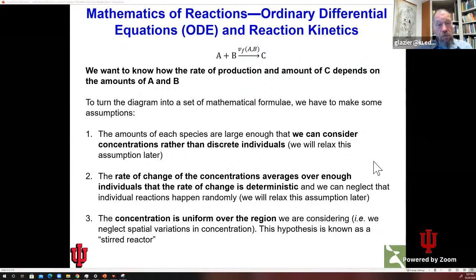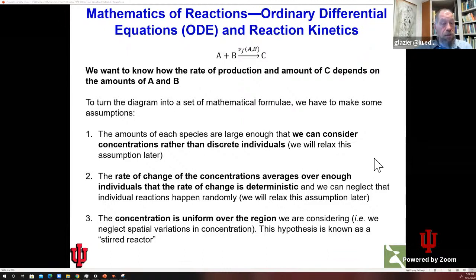Now, we've talked a little bit about when this kind of approximation, which will generate ODEs, makes sense. One is that the amounts or concentrations of each of these species, A, B, and C, are large enough that we don't have to think about it in discrete individuals. And a couple of weeks ago, we did an example where we didn't have that apply. And infection, when you're getting started, is a classic example of that. If you have one infected individual, that is very different from having 10% of your population infected.